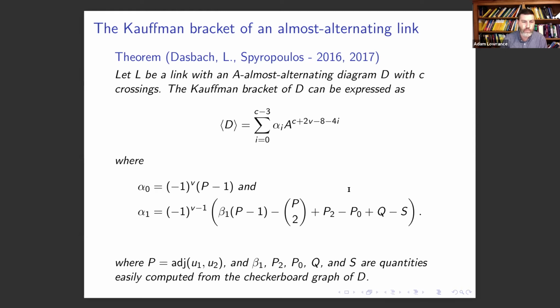So P is this number of adjacent faces, and then P0 and P2 have something to do with how many of the edges in that path of length 2 are multiple edges, and Q and S are some subgraphs that turn into triangles whenever you do the resolutions that get you down to the alternating diagrams.